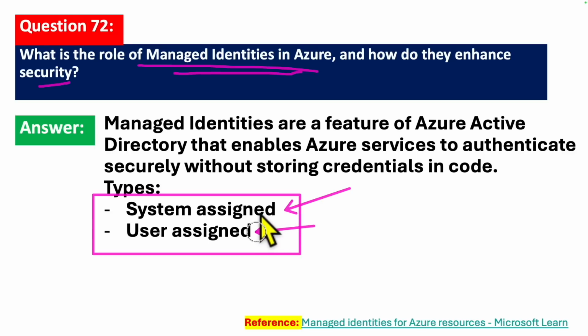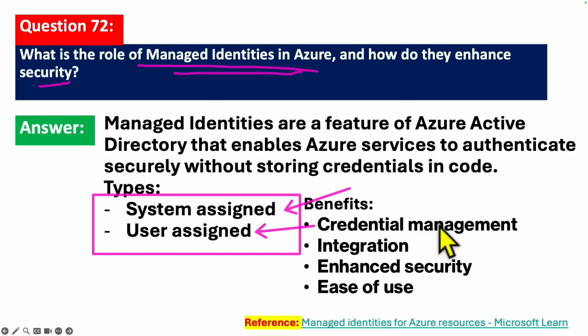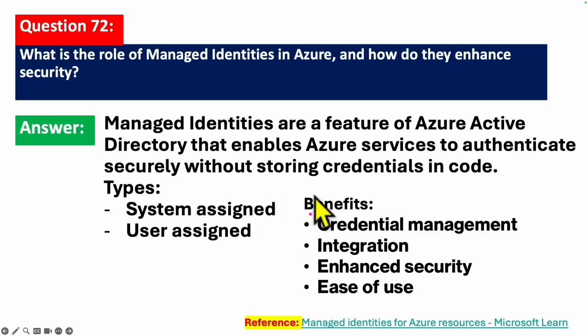The next type is the user assigned. This is a standalone identity that can be created independently and assigned to multiple Azure resources. This persists even if the resource to which it is assigned is deleted. So what are some of the benefits of managed identity? Let's look at some of the benefits. Let's go through this one by one.